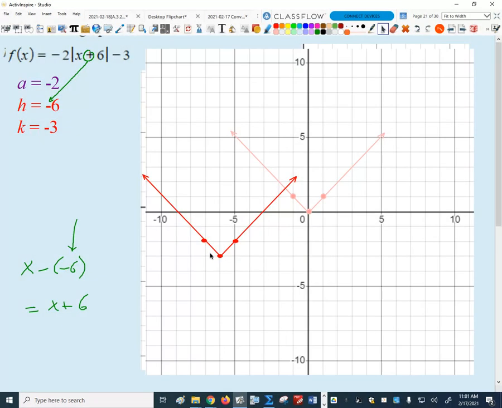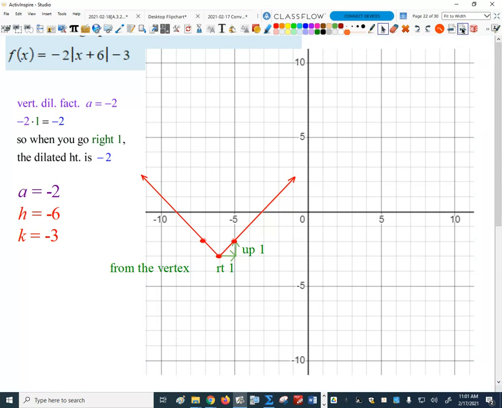Okay. I haven't dilated it yet, though, right? This is the regular, the plain vanilla absolute value shape. Over 1, up 1, over 2, up 2. So if A is -2, that's my next step. I've got to multiply my normal height of over 1 and up 1 by -2. So now I'm going to go over 1 and down 2 instead, right?